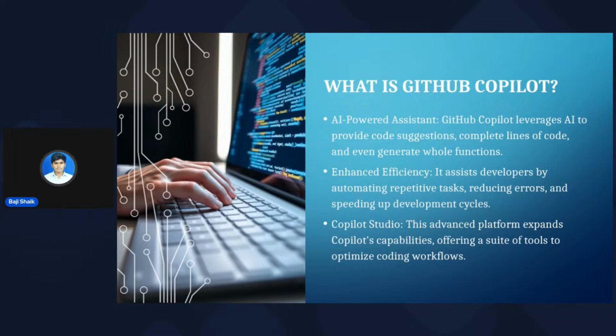Coming to the next one, we have enhanced efficiency. It assists developers by automating repetitive tasks, reducing errors and speeding up development cycles. How does it assist developers by automating repetitive tasks? Let's take an example. Every time a developer is doing the same task, like report generation, testing the code, and debugging, like testing when errors occur, on a regular schedule.